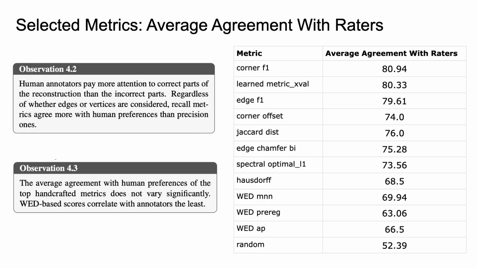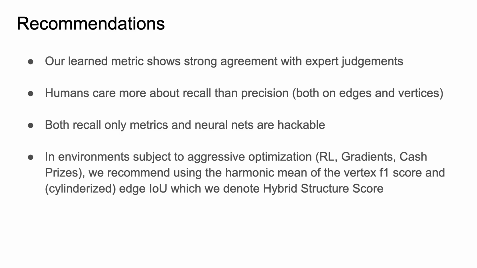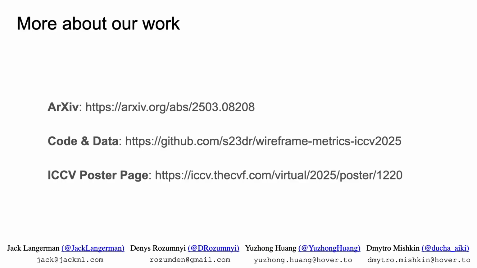Finally, we show a selection of metrics along with their average agreement to the human raters. Our learned metric shows strong agreement with expert judgments, and we find that humans care more about recall than precision, both for edges and vertices. However, recall-only metrics and neural networks are hackable. In environments subject to aggressive optimization, such as in RL environments, when gradients are available and when there are cash prizes, we recommend using the harmonic mean of the vertex F1 score and cylinderized edge IOU, which we denote the hybrid structure score. Read our paper on arXiv for additional details.